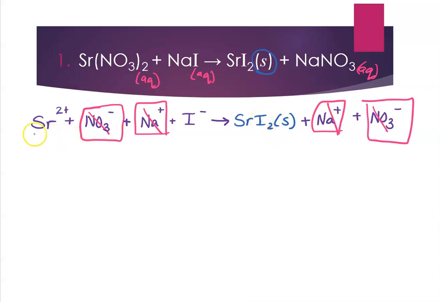All right, so I look at what I have left. Sr2+ plus I- yields SrI2 as a solid.